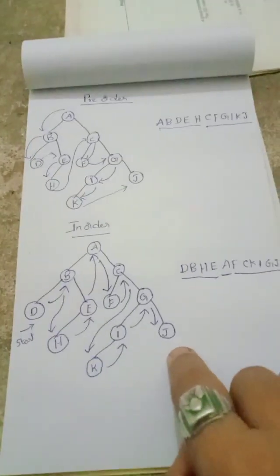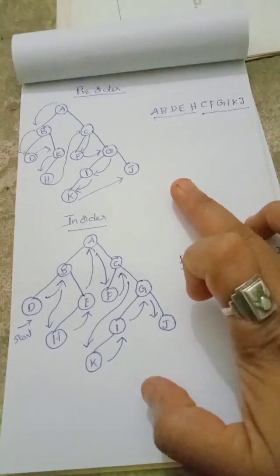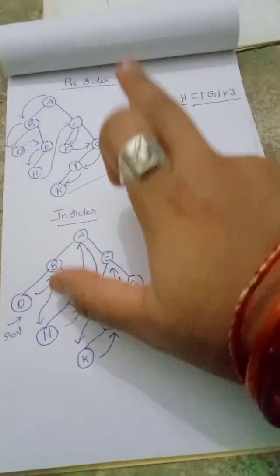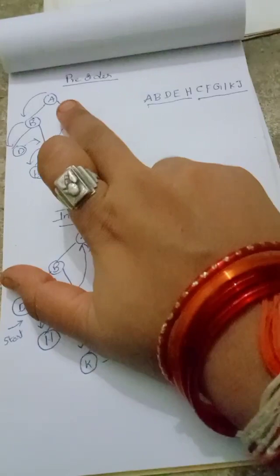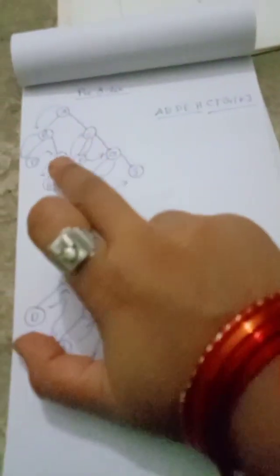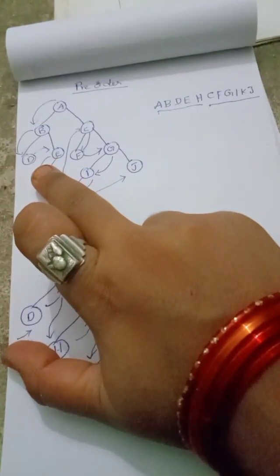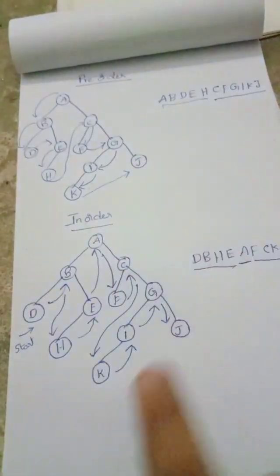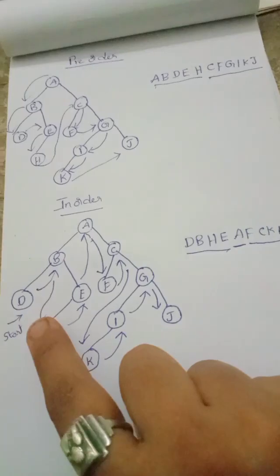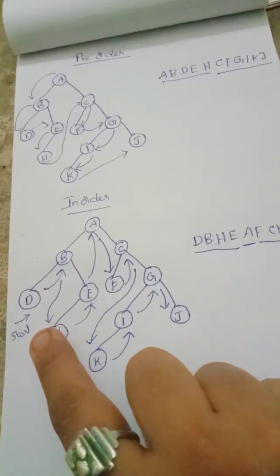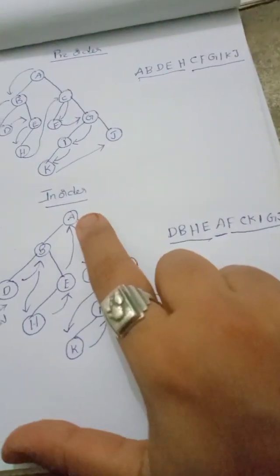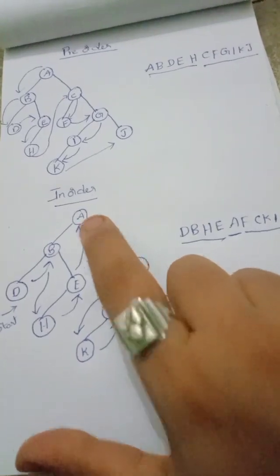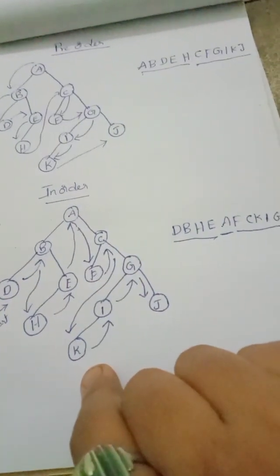Have you understood pre-order and in-order? In pre-order, first we go to the root node. After that we traverse the left subtree. After that we go to the right subtree. But in in-order, we go to the left subtree first. After that we go to the root node. After that we traverse the right subtree.